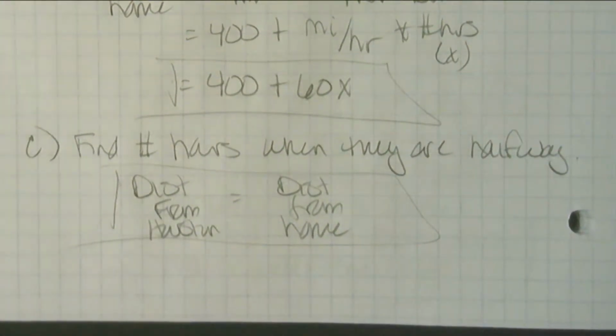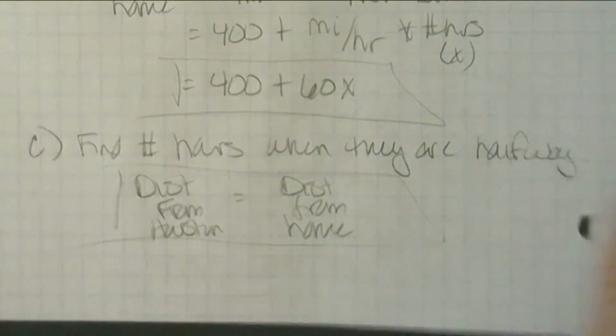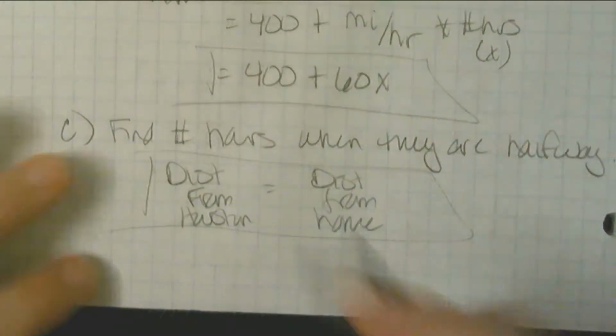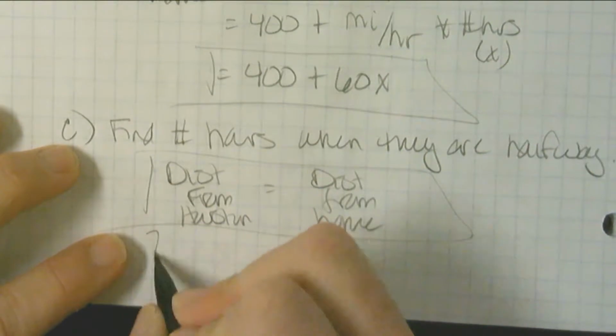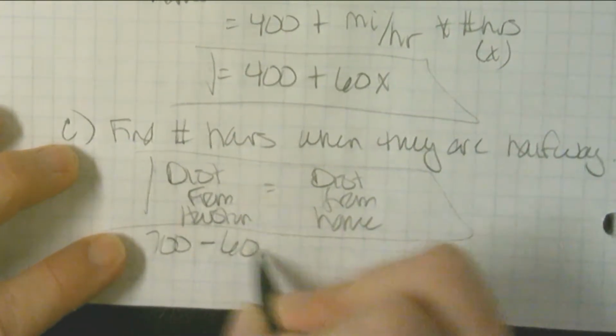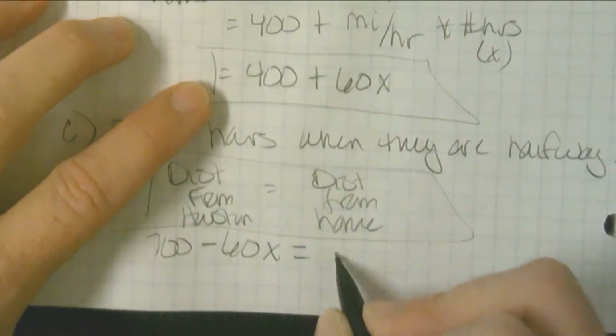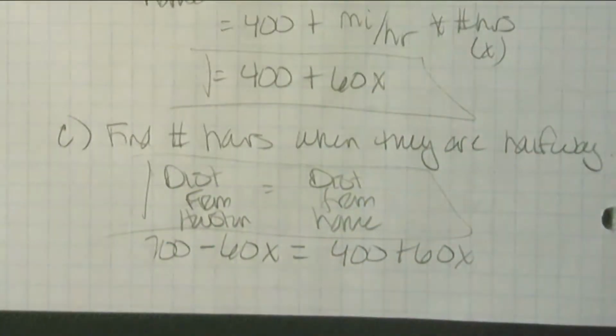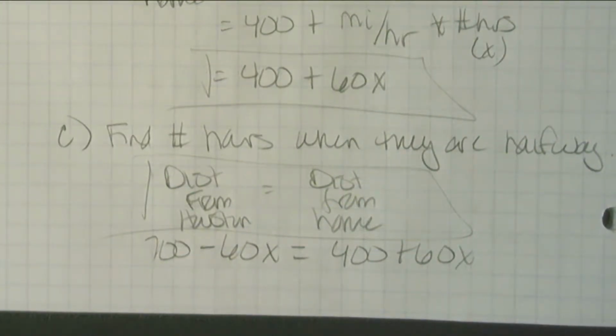Like, that's the overall game plan. When is the distance from home equal to the distance from Houston? And now that they had us come up with these individually, I'm just going to set these equal to each other. So my distance from Houston is 700 minus 60x is equal to 400 plus 60x. And then you would solve that. All right? Questions on this one?